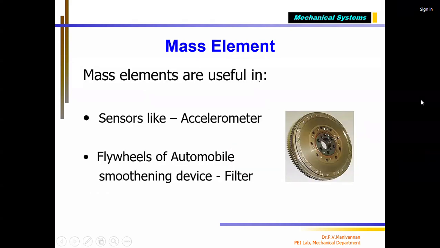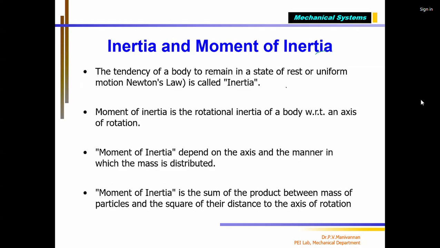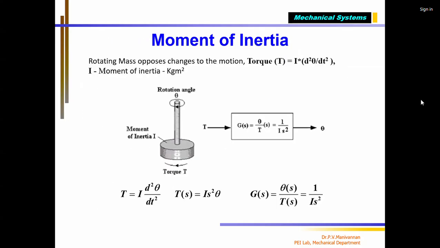And we saw that it is used as a flywheel wherever you want to smoothen. Also, when we talk about sensors on Monday, we'll see that it is used for accelerometers. Mass element is used there also. Then we talked about moment of inertia, all the basic reasons, and what moment of inertia is in terms of a rotational machine.